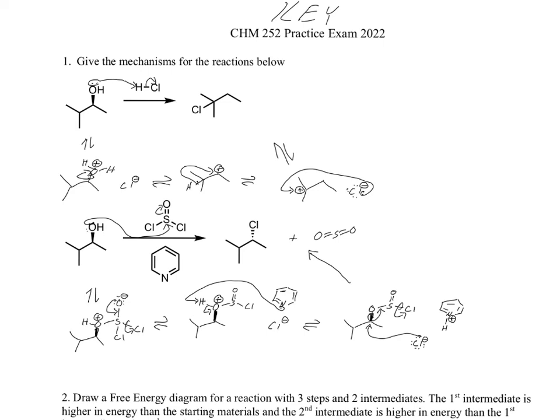All right, practice exam. First one here, we're just going through a couple ways to activate alcohols using HCl. First step is going to be protonation. Going to make a good leaving group. It's just going to leave. Secondary carbocation. Hydride shift. Cl minus eventually comes in and reacts.